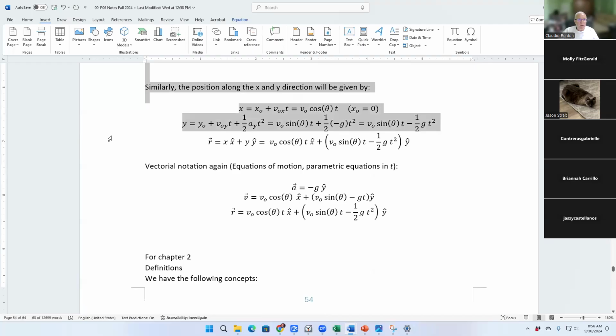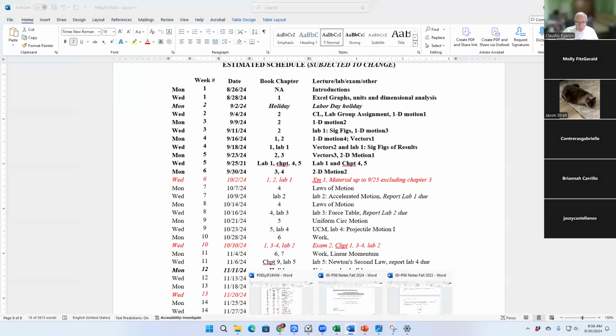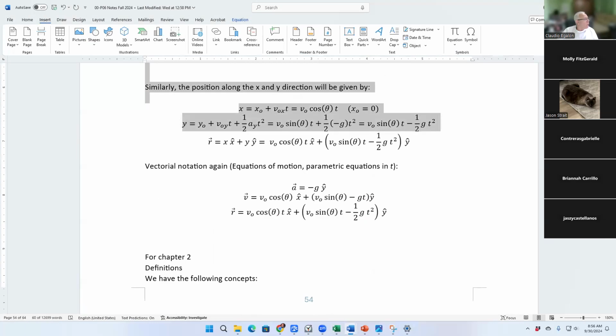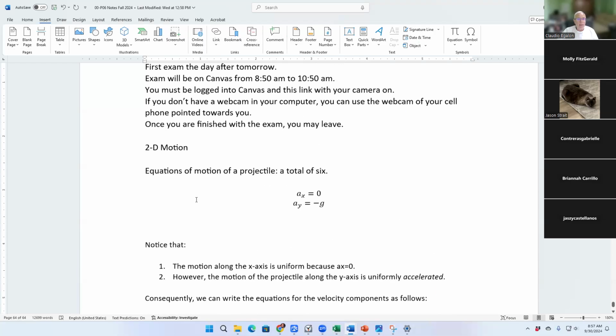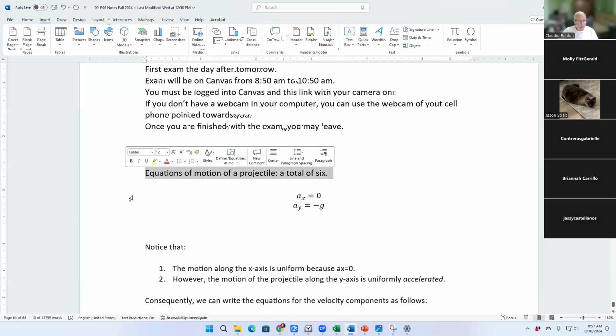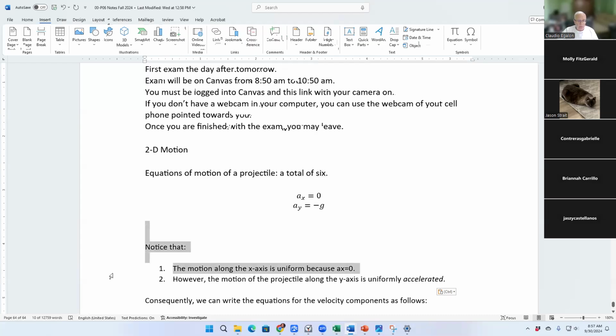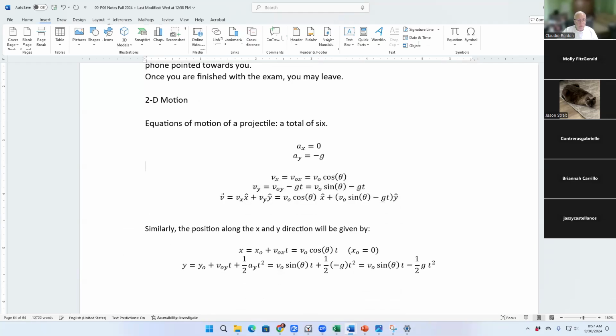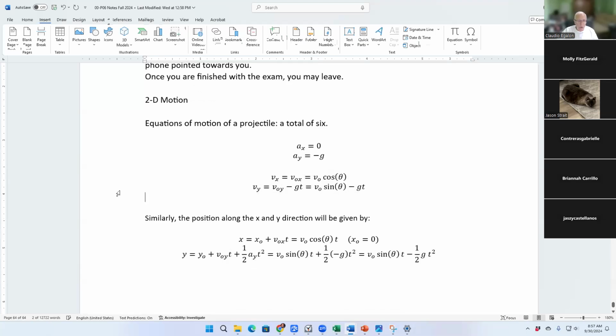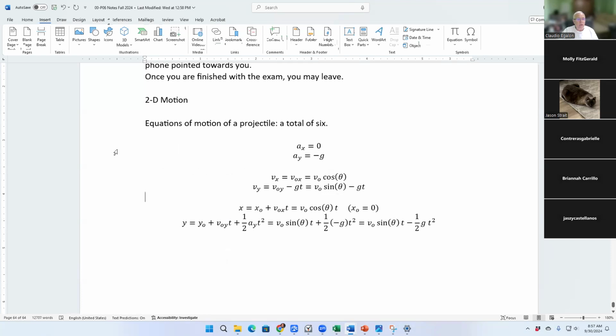We have the parametric equations, parametric in t, and we have the vectorial equations as well. Equations of motion right here. Okay, so we start with the acceleration. We do not start with the position, because we do know what the acceleration is at the beginning. Okay, that's our starting point.